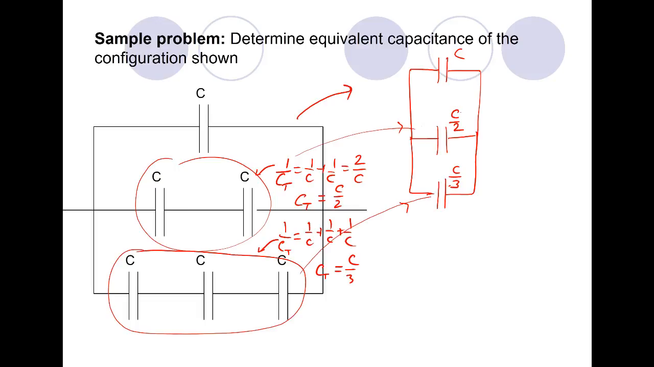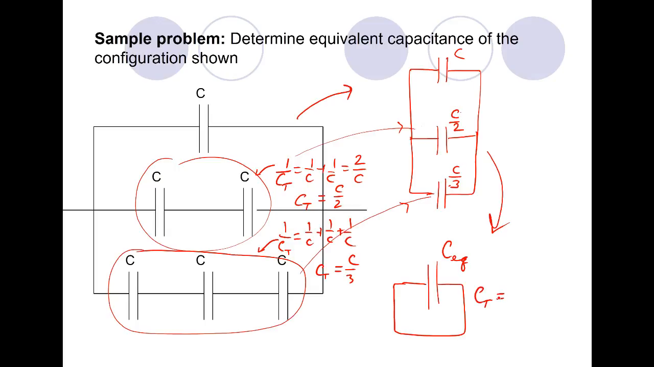And now the last step is to take this picture and turn it into a circuit that has just one capacitor, and that will be C equivalent. So in the first step, we've combined the middle branch into one capacitor and the bottom branch into one capacitor, and now we're going to be combining the three branches together. And remember that when capacitors are in parallel, we simply add them.